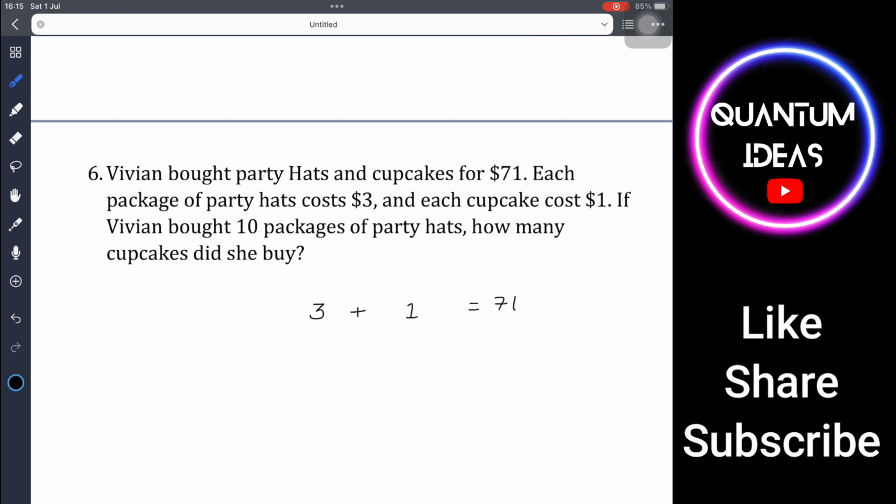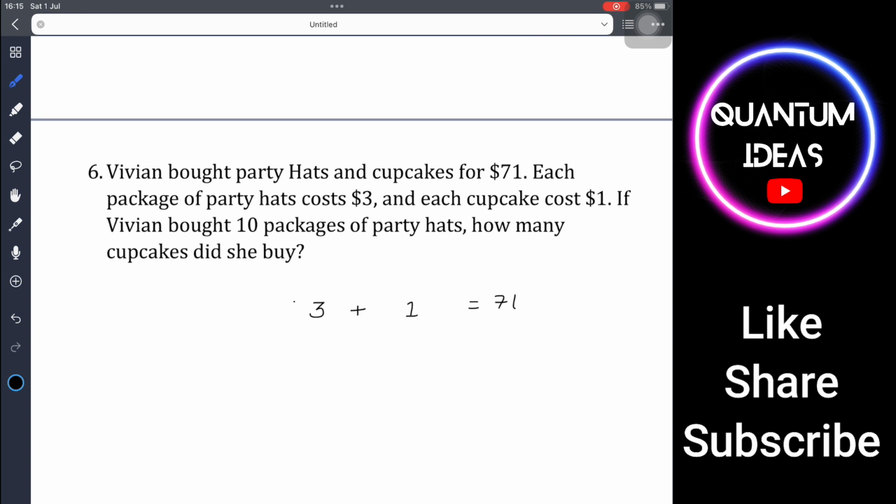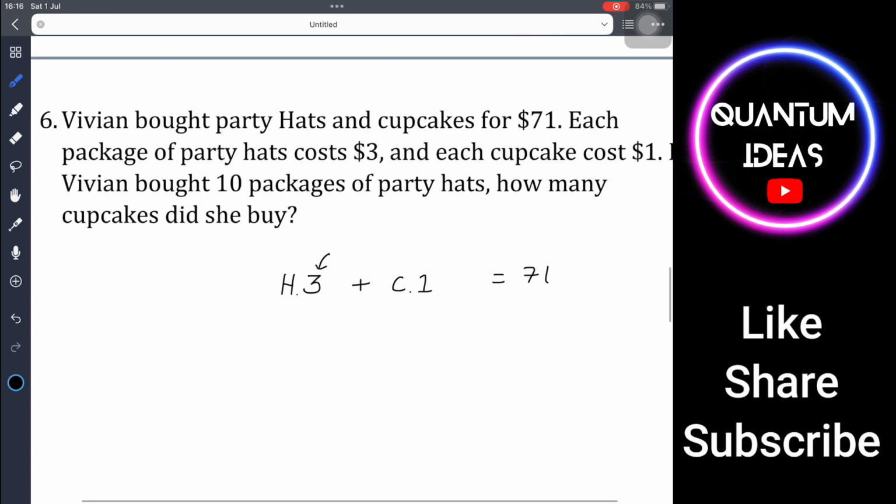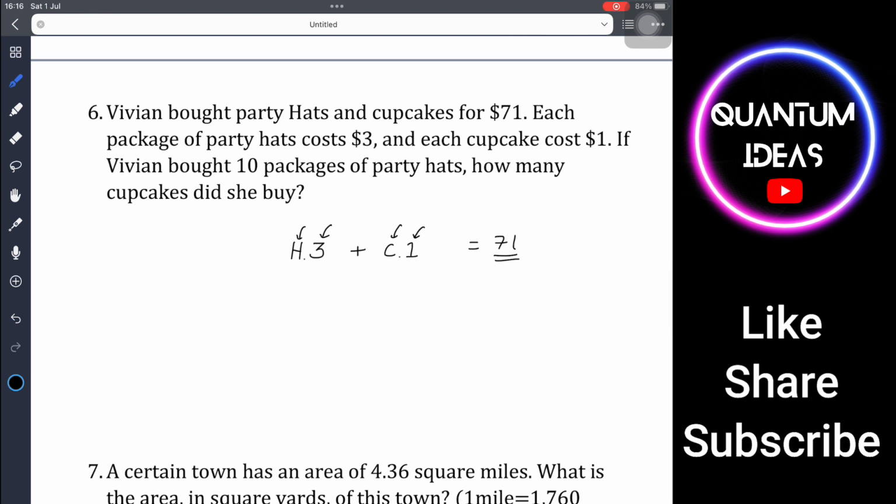Now let's say H is the number of hats he purchased, and C is the number of cupcakes he purchased. This is the unit price, and this is the quantity, and in total he paid 71. Here Vivian bought 10 packages of party hats, and it asks how many cupcakes did he buy? So it is asking for the number of cupcakes, C. This is the quantity.